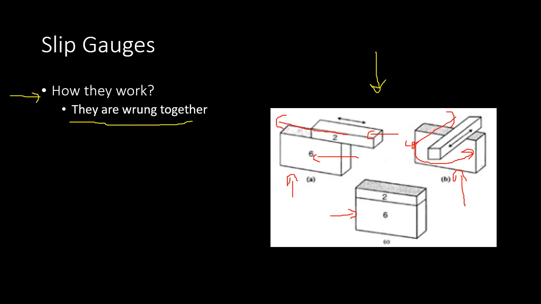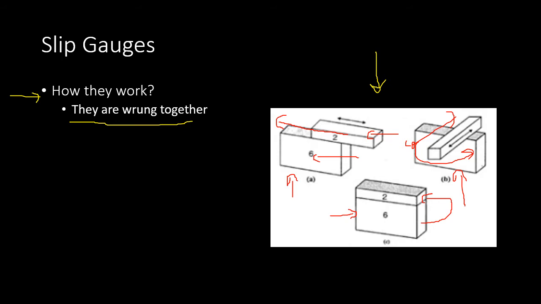When two gauges are wrung together, the overall dimension of a pile made of two or more blocks is exactly the sum of the constituent gauges. This is a very important fact about slip gauges. So when you are keeping one slip gauge on top of another, slip gauge 2 is wrung on top of slip gauge 6 and a pile is formed, and of course you can go on adding more of them on top of 2 or below 6, it doesn't matter.